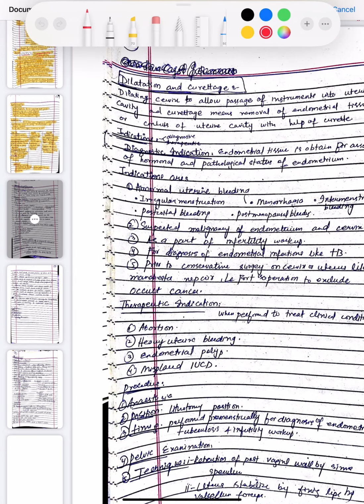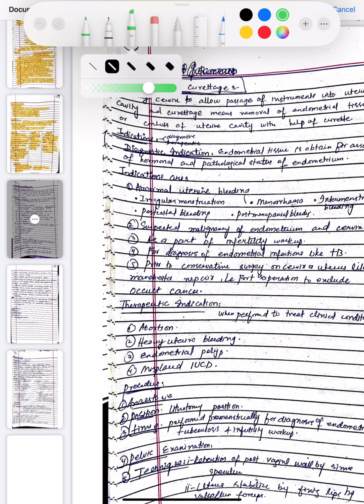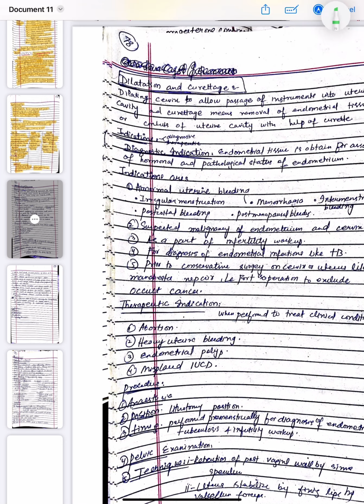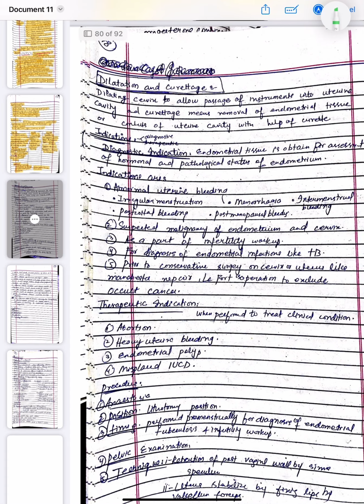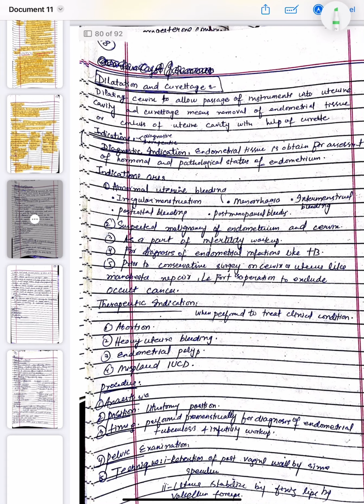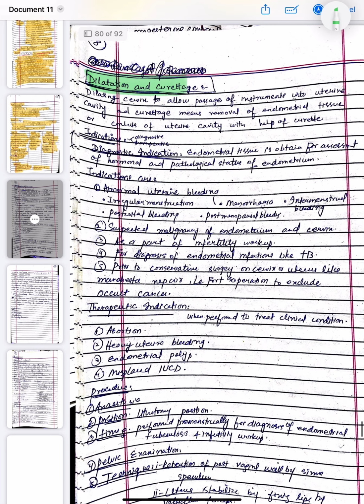Everyone and welcome back. So we are going to discuss the important procedures in the field of gynecology, and we will discuss the dilatation and curettage, the hysterectomy and the laparoscopy techniques. So starting from the dilatation and curettage. Dilating the cervix allows the passage of instruments into the uterine cavity, and curettage means removal of the endometrial tissue or contents of the uterine cavity with the help of the curette.